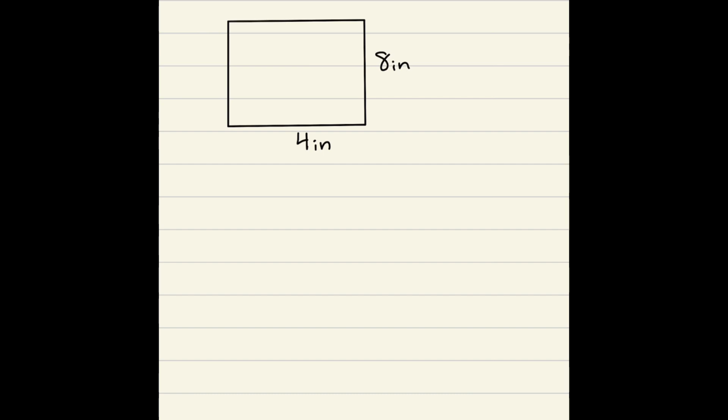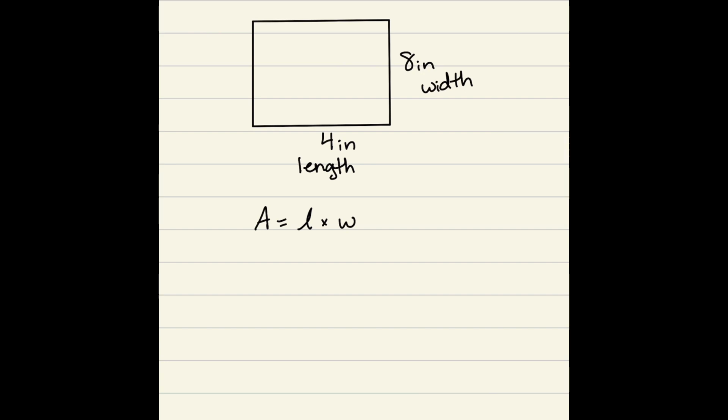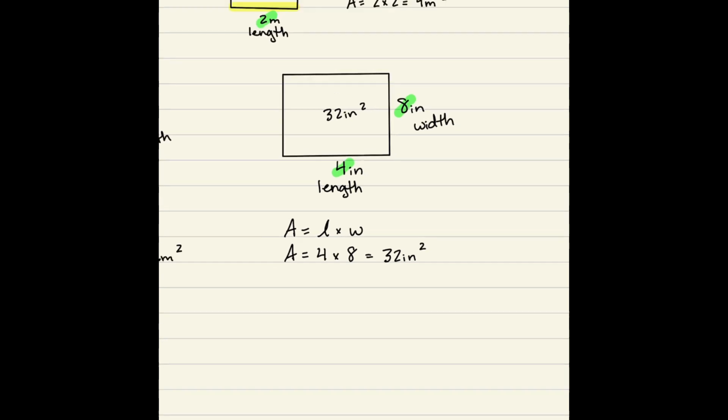So like we did with the last one, we're going to label our sides. We have our length and our width, and we know that our area is equal to length times width. So we can say that our area is equal to 4 times 8, and 8 times 4 is equal to 32 inches squared, right?